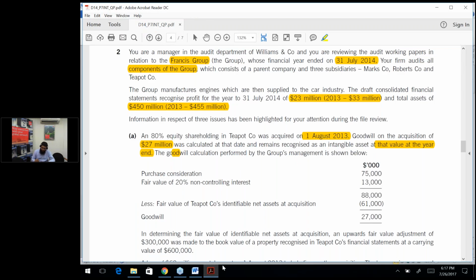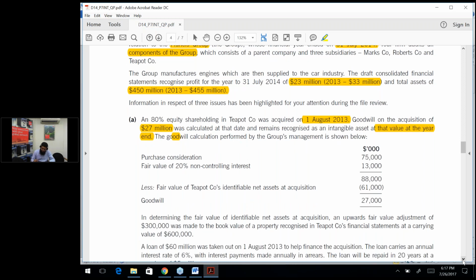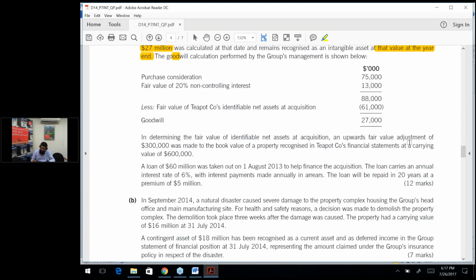It says the goodwill calculation performed by the group's management is shown below. Purchase consideration 75, fair value of the 20% NCI 13,000, less the fair value of identifiable net assets 61, and the goodwill is 27,000. If you move further, it says that in determining the fair value of identifiable net assets at acquisition, an upward fair value adjustment of 300,000 was made to the book value of property recognized in Teapot's financials at a carrying amount of 600,000. Then it says a loan of 60 million was taken out on 1st August to help finance the acquisition.